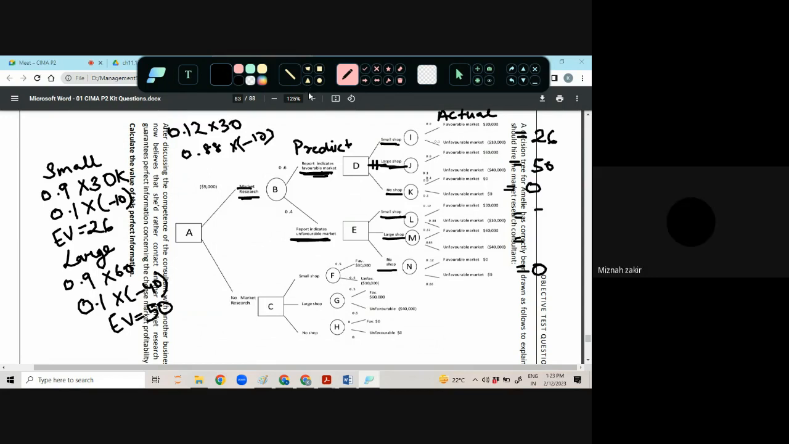5,200. And for the large shop it is 0.12 into 60 and 0.88 into minus 40. That gives 28? Wait, yes, 28. But with minus 40 it is negative 28. Yeah, negative. Sorry.